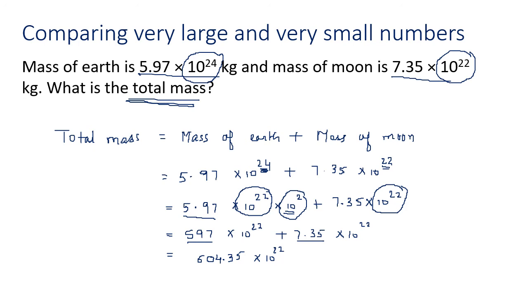But by rule, the decimal point has to be after the first digit, so I have to shift it 2 places towards the left. So it becomes 6.0435 into 10 raised to 24 kg, since I have shifted 2 decimal places, 22 becomes 24. 6.0435 into 10 raised to 24 kg is the combined mass of the moon and the earth. So this is the way you arithmetically add or subtract numbers in standard form.